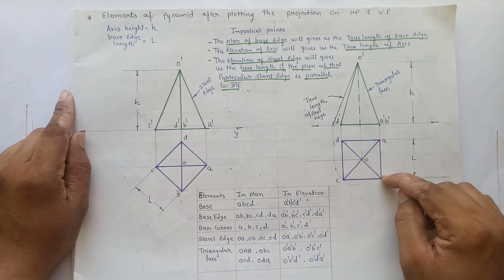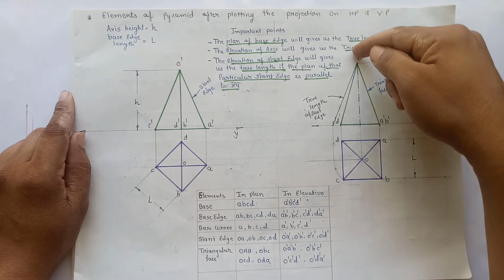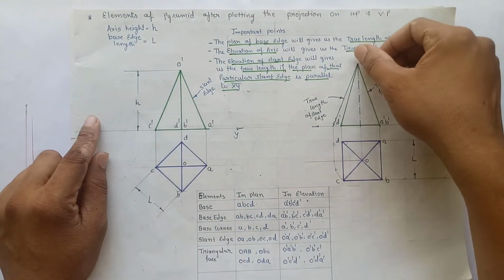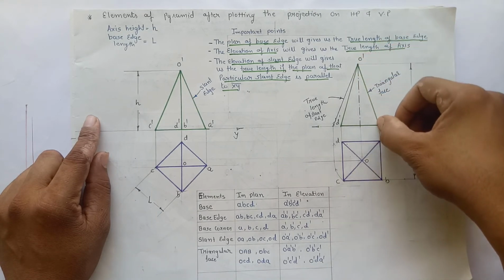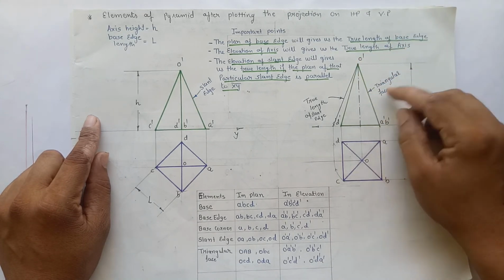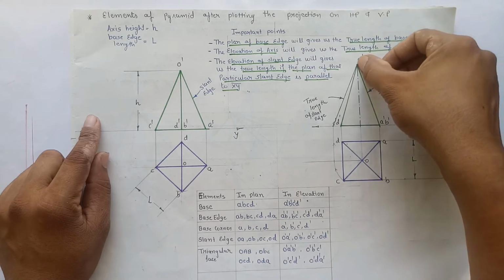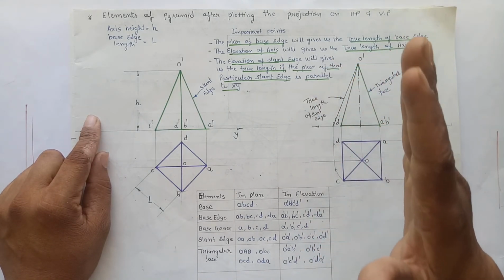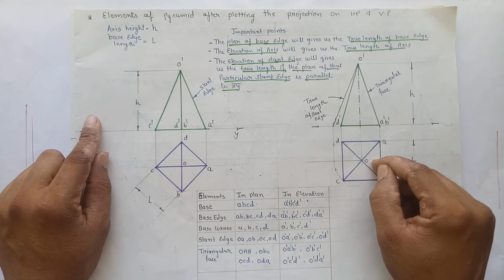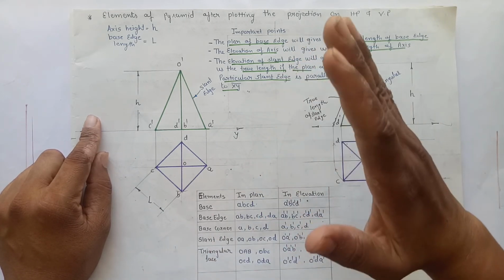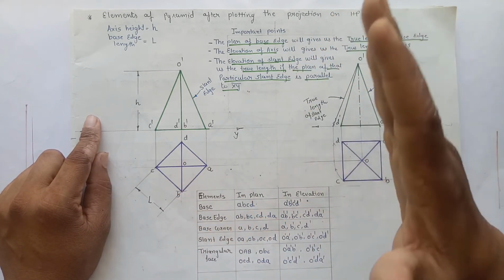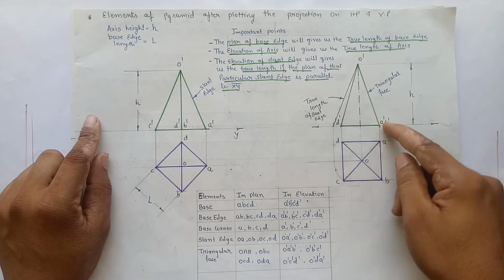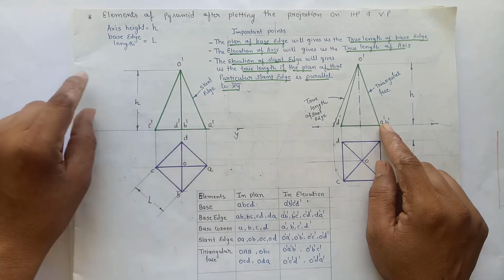Here in O dash A dash B dash, you can see that here there is a slant edge, and if we take this particular edge, it shows us the triangular face of the pyramid, O dash A dash B dash. So one of the triangular faces is perpendicular to VP in this case also. If the triangular face is perpendicular to VP, the elevation of that triangular face will be a line. So here it is a line, and here we will get the triangular face, here we will get the slant edge.